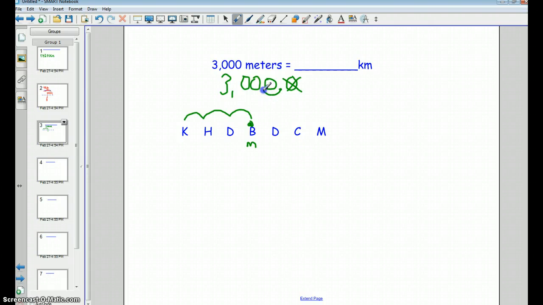So I know that my decimal point always sits right after my whole number. So if I move it to the left, 1, 2, 3, and drop it in, now I've got 3.0. And since kilometers are much larger than meters, it makes sense to me that there are fewer kilometers than there are meters because it took 1,000 meters to make 1 kilometer.